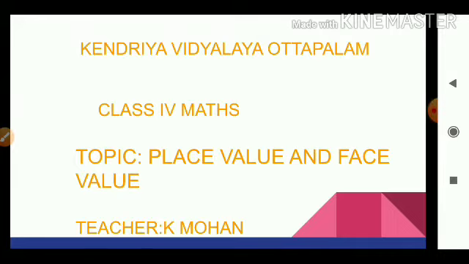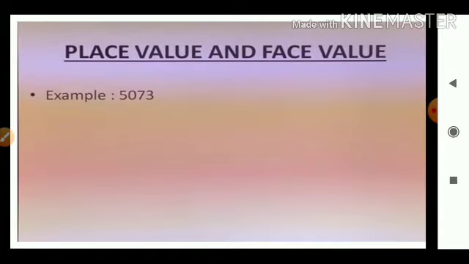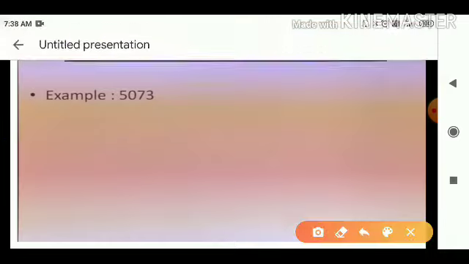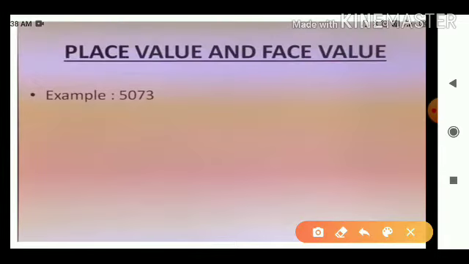Okay. We will explain with one example. 5073. See here, 5073. 3 is in ones position, 7 is in tens position, 0 is in hundreds position, 5 is in thousands position.